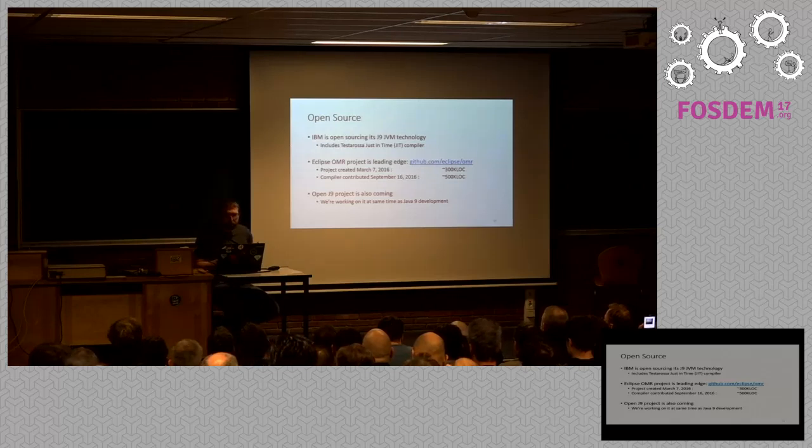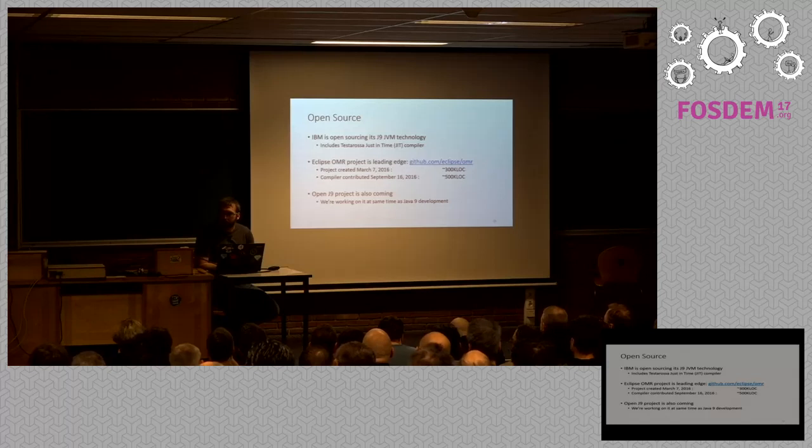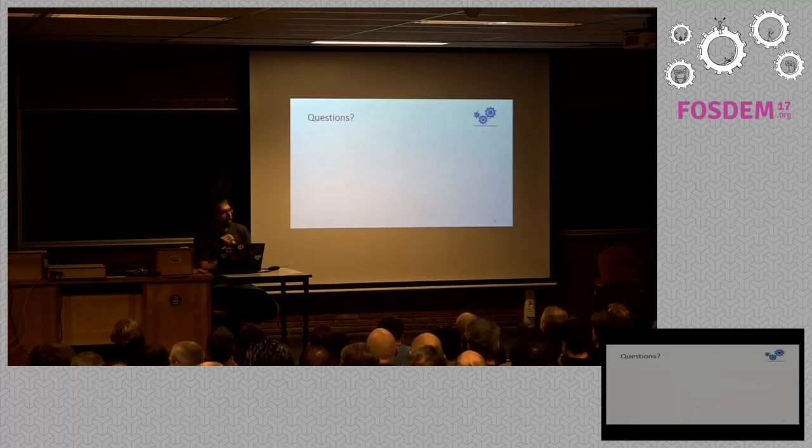In closing, for open source, as a team and an organization at IBM Runtimes, we really want to be doing most of our work in the open. We've already started with the Eclipse OMR project, and hopefully this year we also have the OpenJ9 project coming. Any questions?